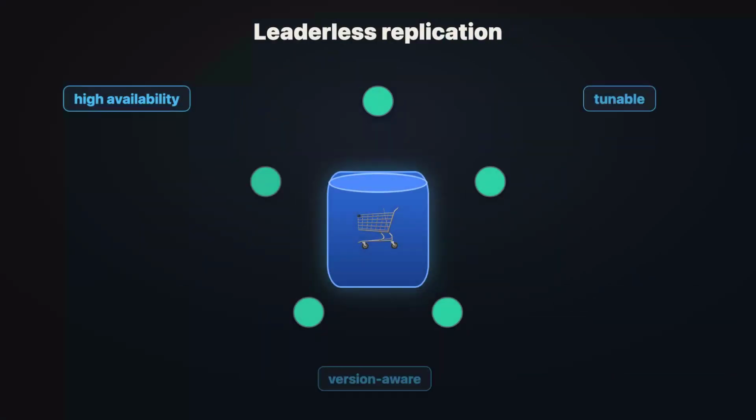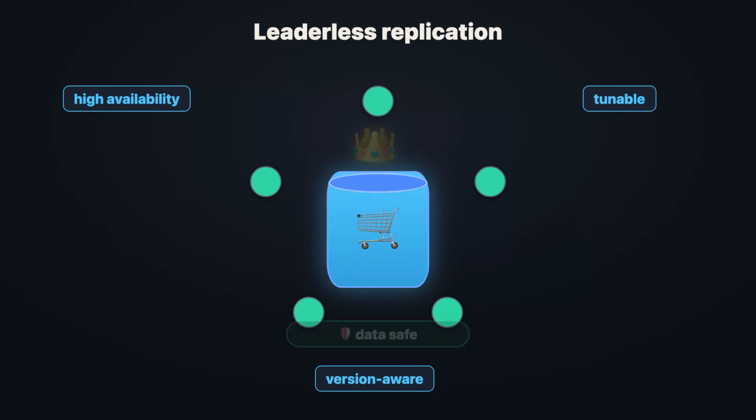So leaderless replication trades a single leader for high availability plus tunable, version-aware consistency. No boss node, no single point of failure, and your data never quietly disappears again.